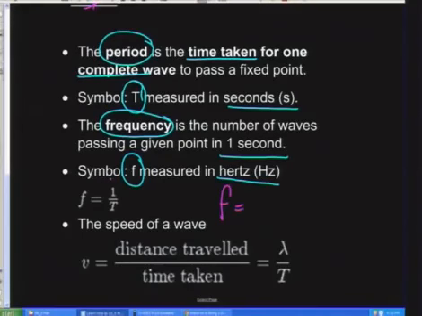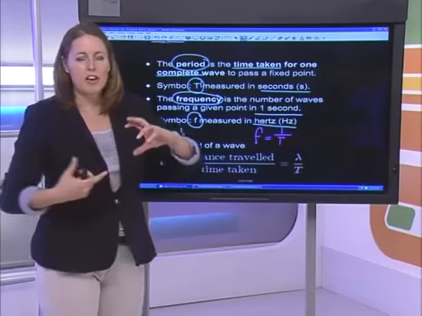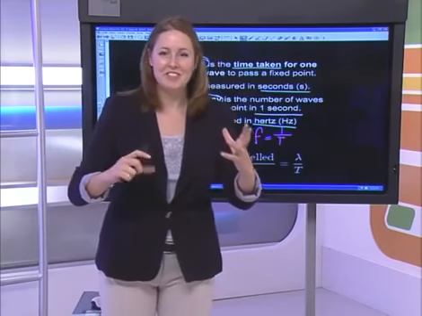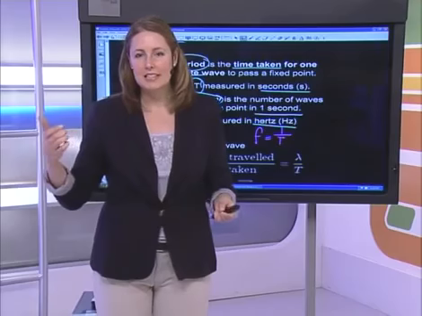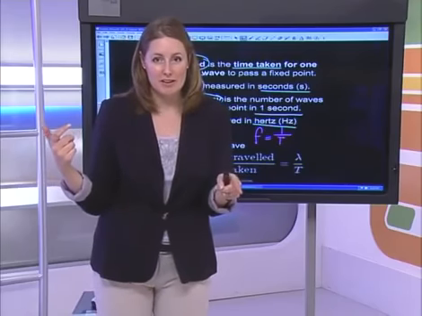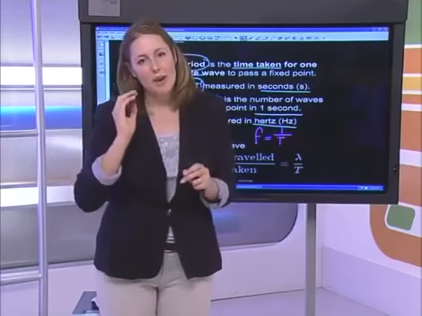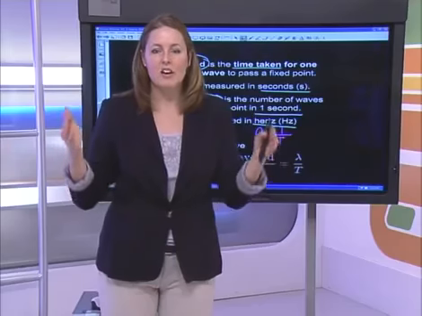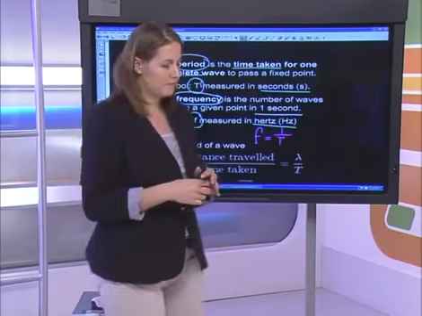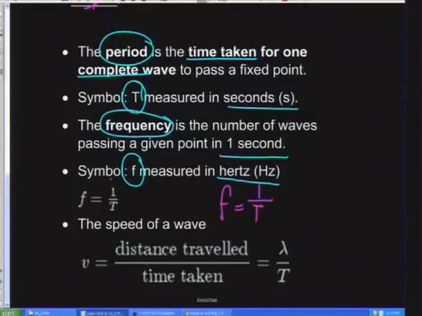Frequency is equal to 1 divided by the period, because they are by definition inverses of one another. The frequency is how many waves go past in 1 second. The period is how long it takes for one wave to pass. So we've got a nice equation there to work with.